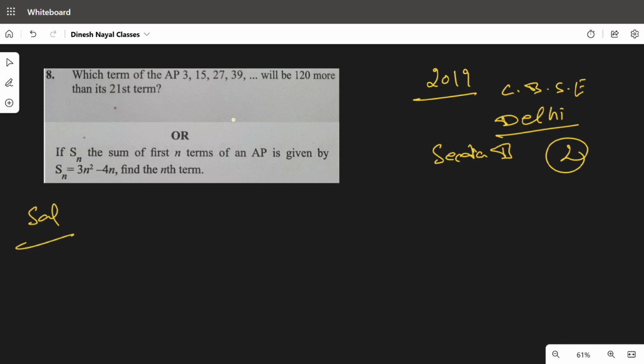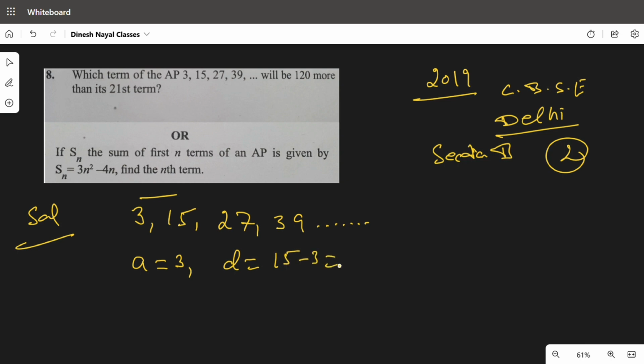Now, which term of the AP 3, 15, 27, 39, and so on will be 120 more than its 21st term? Okay, let's write the AP first: 3, 15, 27, 39, and so on. In this AP, the first term is 3. What's the common difference? 15 minus 3, that is 12. So that's the common difference.